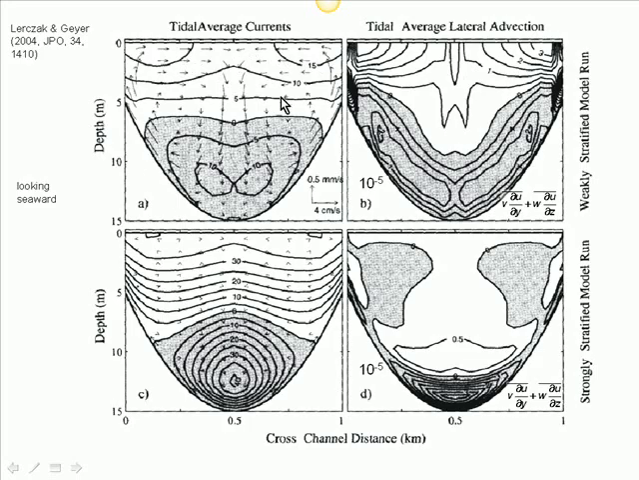Now again, these are numerical results. We've looked for these patterns in the field, and we haven't been able to see them. But anyway, these are numerical results. And the point here is that you have this weaker exchange flow during weakly stratified flows, so spring tides, and during strongly stratified flows, which would be equivalent to neap tides, you have this strong exchange flow.